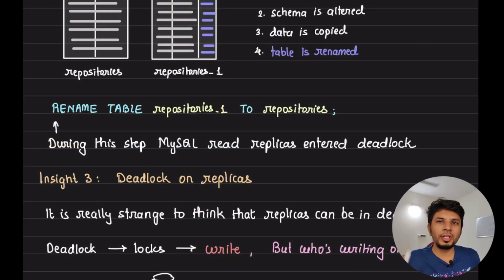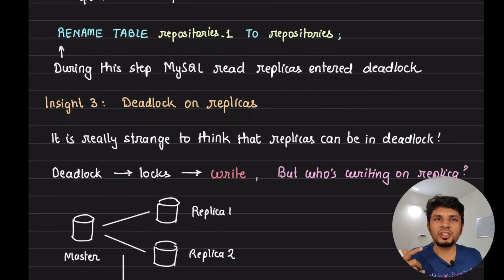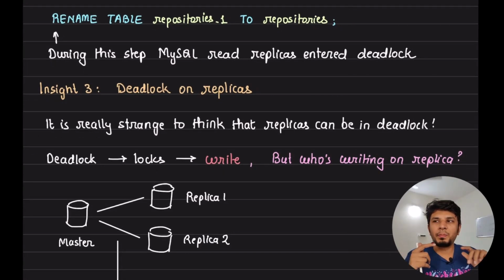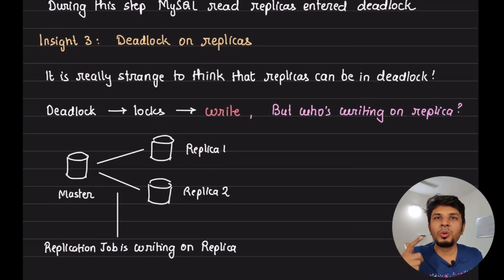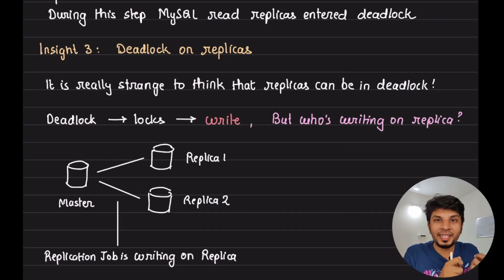Because deadlock happens when you acquire locks, like A waiting on B, B waiting on C, C waiting on D. But you would acquire locks when you are writing something. Isn't it strange to think that read replicas are entering a deadlock state, where it's all read replicas serving read requests? Then where are these writes coming from? Who's writing to the replica? The replication job, right? So while read replicas are serving read requests from external users, there is a replication job that is continuously replicating data from the master onto the read replica.